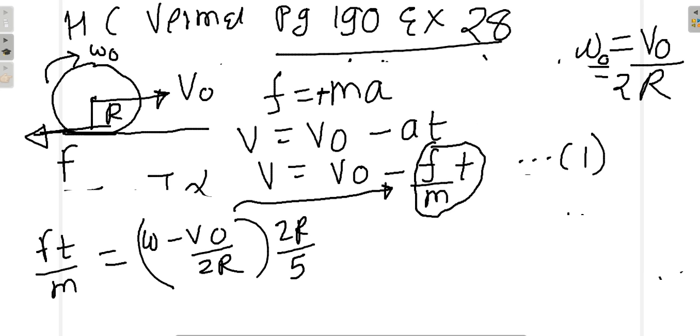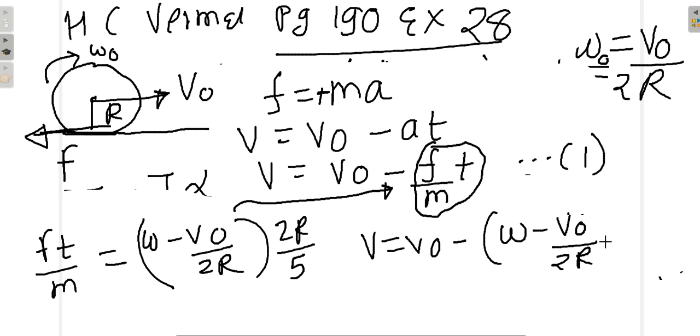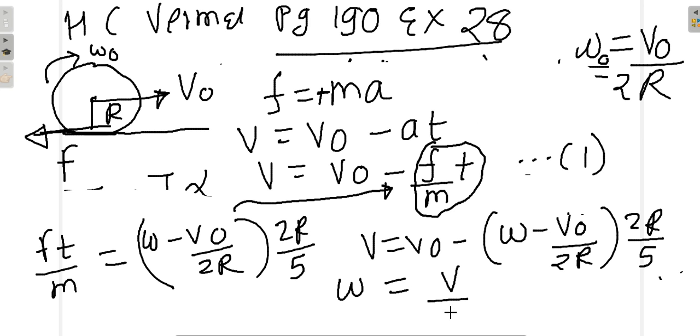I get v equal to v naught minus omega minus v naught upon 2r into 2r upon 5. Now what is the condition for pure rolling? The condition for pure rolling is that omega must be equal to v upon r. So I will put omega is equal to v upon r here, and that should give me my final answer.